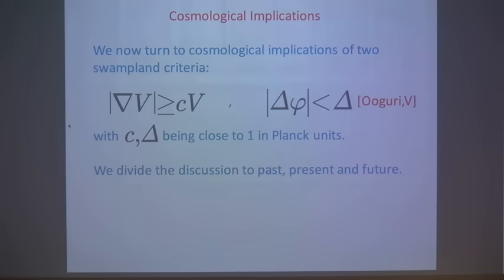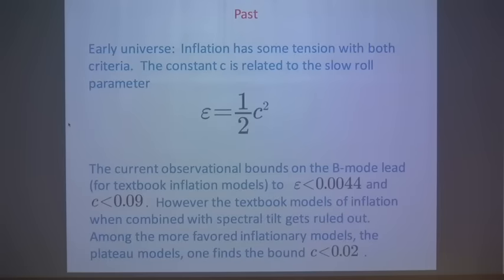And we believe that C and delta are numbers of order 1 in Planck units, though we don't have precise numbers here. So let's assume that these are strict true facts about quantum gravity and see what consequences they lead to. Well, there are 3 consequences we can contemplate: the past, the present, and the future of the universe. So let's go to the past.